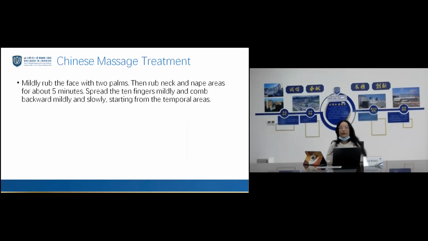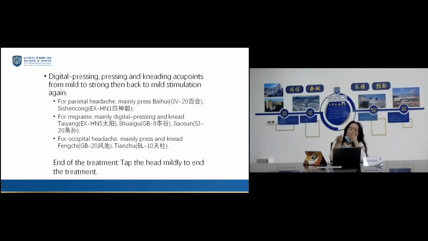And also you can use Chinese massage treatment, which also belongs to acupuncture. Rub the face with Chupang, then rub the neck and the nape area for about 40 minutes, spreading the ten fingers mildly and coming backward mildly and slowly, starting from the temporal area. You can also use digital pressure around the different acupoints to stimulate them. That's another kind of technique for headache.